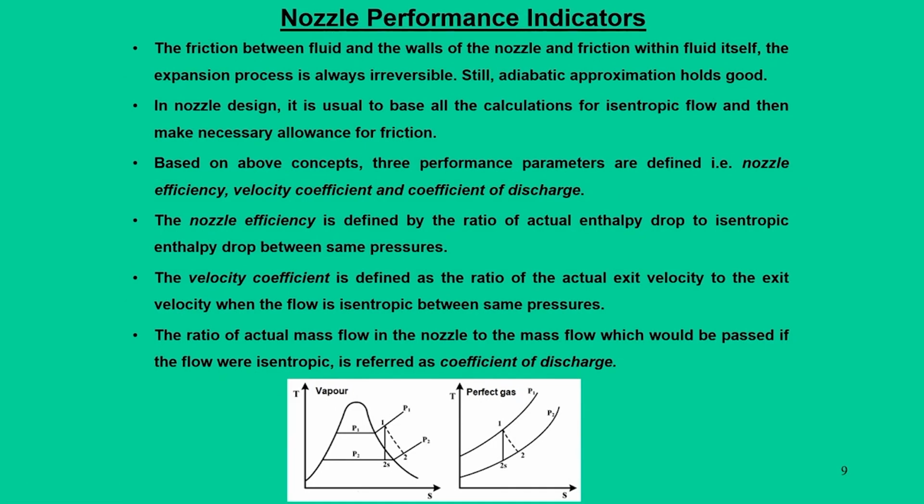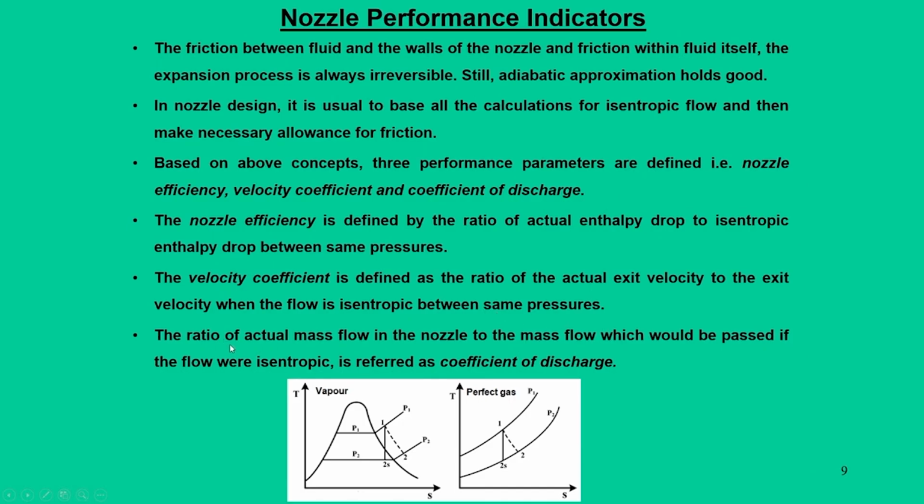Okay. Now, next we will move to the nozzle performance indicators. We have come across these terms previously while dealing with steam turbines, but for the sake of continuity, let me repeat these parameters again. Three important parameters are considered for the nozzle design. One is nozzle efficiency, which is defined as the ratio of actual enthalpy drop to the isentropic enthalpy drop between the same pressures. The second parameter is velocity coefficient, which is defined as the ratio of actual exit velocity to the exit velocity when the flow is isentropic between the same pressures.